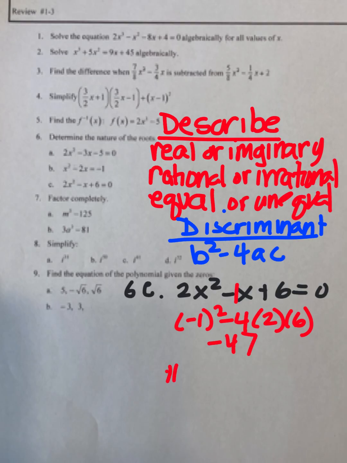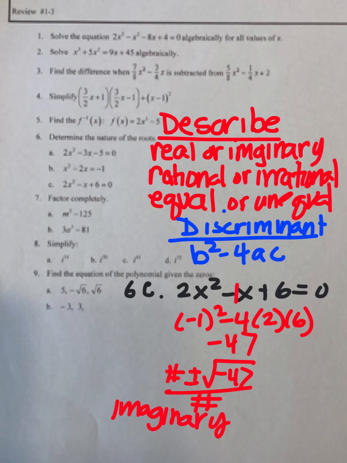So this one's easy. We have a number plus minus the square root of negative 47 over a number. When you get a negative under the square root symbol, that's imaginary. Right? If you take the square root of negative 47, it's going to be i times the square root of 47.